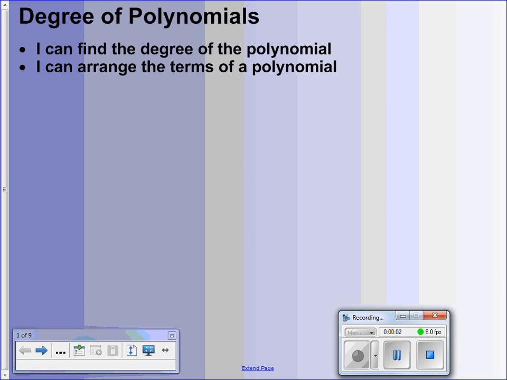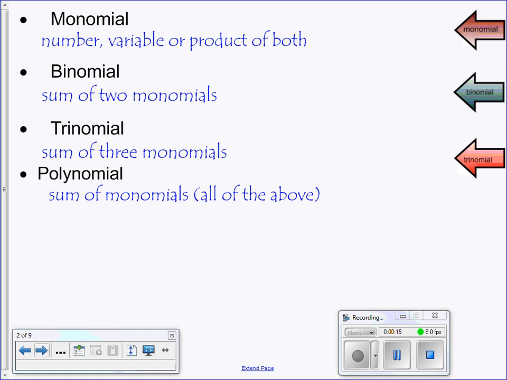In this lesson, we'll be discussing the degree of polynomials. By the end of the lesson, you should be able to find the degree of a polynomial and arrange the terms of a polynomial in ascending or descending order. So a monomial is a number, a variable, or a product of both.